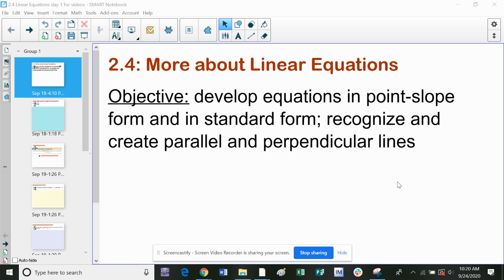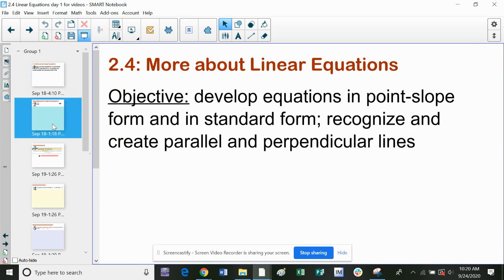Okay, 2.4, more about linear equations. In this section, we're going to develop equations in point-slope form and in standard form. Right now, you folks have seen y equals mx plus b. So now we're going to develop two other ways that you can write the equation for a line.